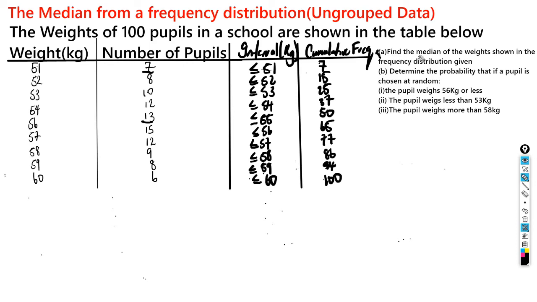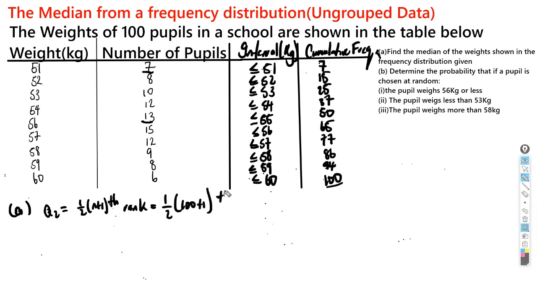And since we have the table, now we can find the median easily. All we have to do is find the n plus 1th rank, as I mentioned. So let's put Q2 equal to half the n plus 1th rank. In this case, n is the end of the cumulative frequency, the sum, which is equal to 1 over 2 times 100 plus 1 rank.